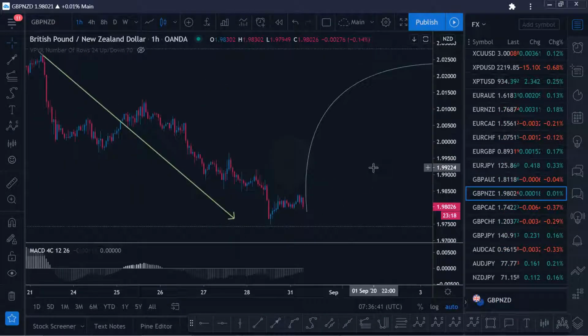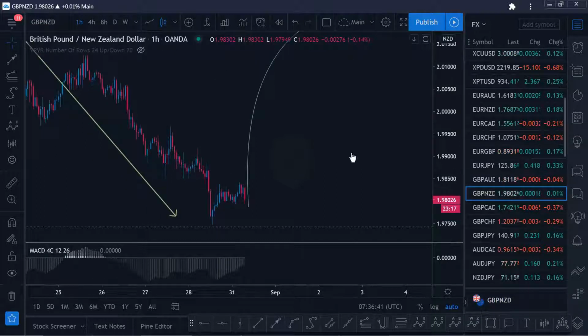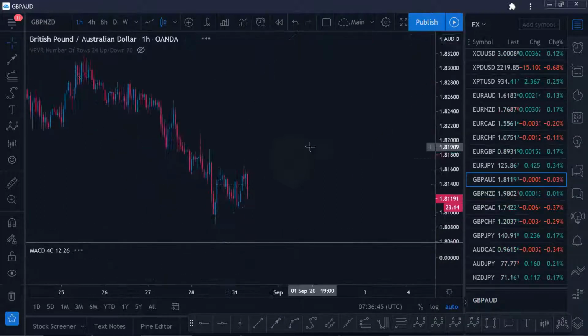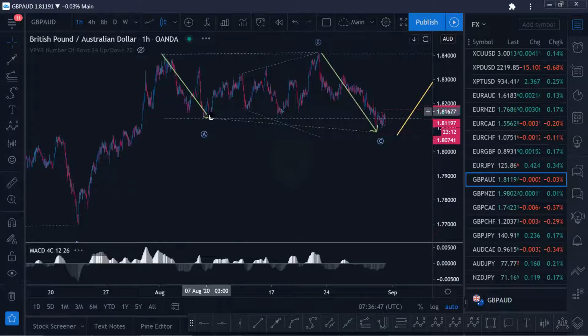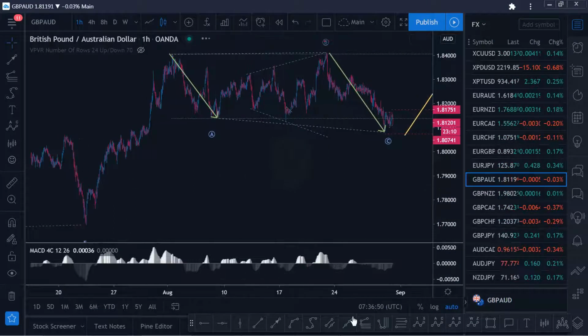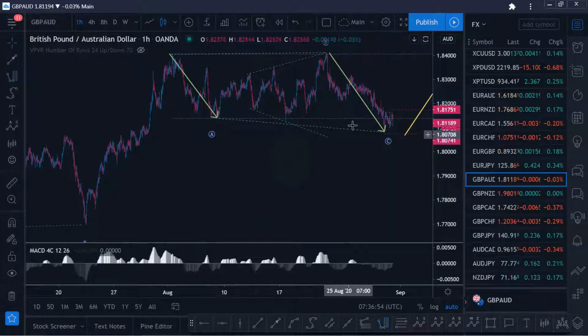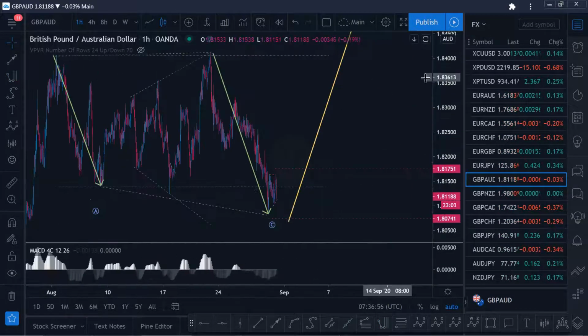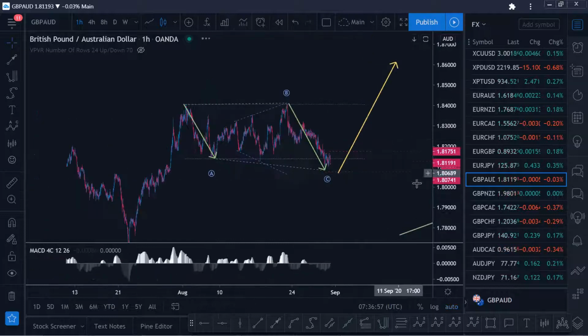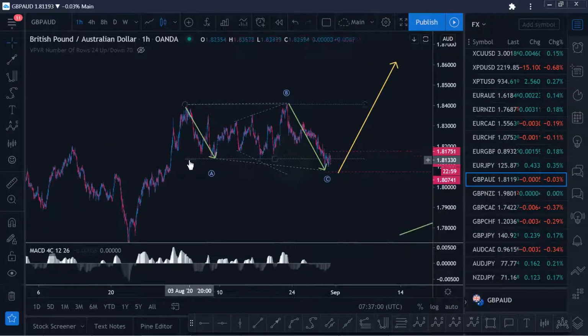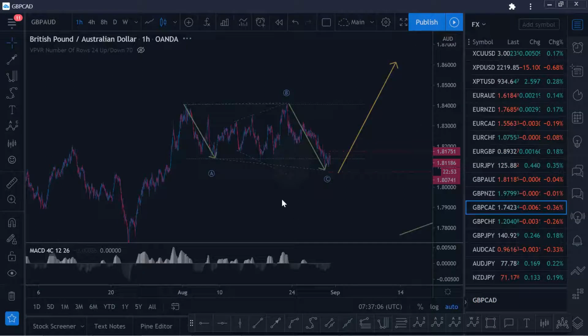long as well. But if you are looking for this long, I'd rather take the Pound Oz as a long, because it's already completed its higher degree structure, or its higher degree correction. When you see this as the big impulse, we've already completed a long drawn out correction and look ready to head higher. Whereas in the Pound New Zealand, you're only trading the start of a B wave to the upside. So I'd look to get long the Oz rather than the New Zealand.